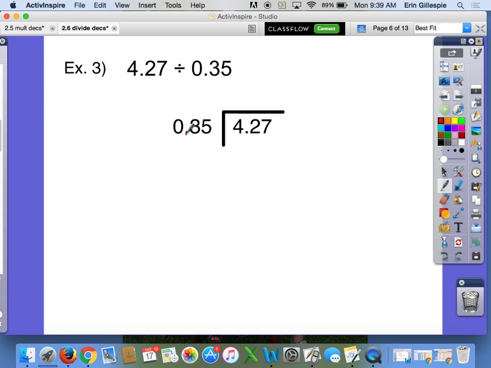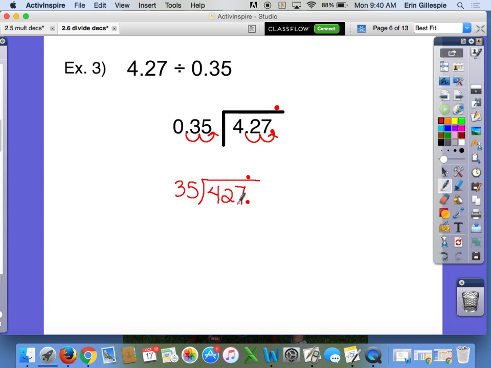So this divisor, I need to move that decimal twice to make it a whole number, which means I need to do the same thing here in my dividend, move it over twice. So now the decimal is going to be right here at the end of the 7. Then move it up, means my decimal should be there. I'm going to rewrite that. I don't need that 0, so I can just treat this like 35. It's a nice whole number now. 4.27 became 427.